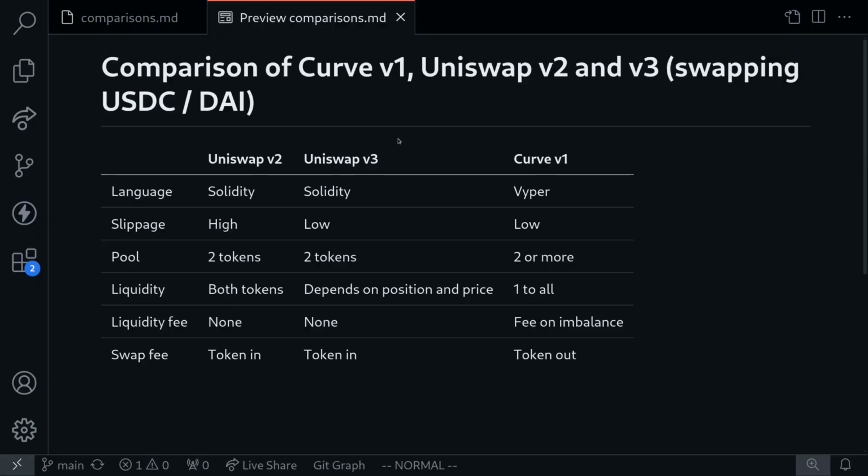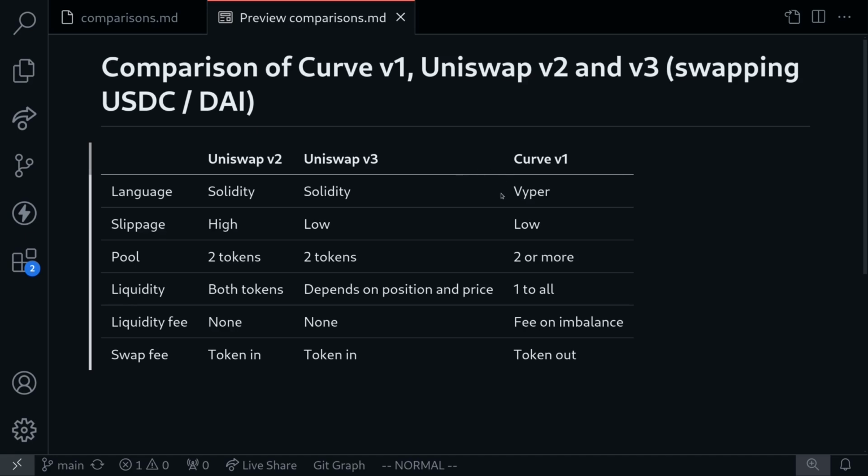How is Curve V1 different from Uniswap V2 and Uniswap V3? For this comparison, we'll consider the case when we're swapping between USDC and DAI. Let's start with the language. Both Uniswap V2 and Uniswap V3 are written in Solidity. On the other hand, Curve V1 AMM is written in Vyper.